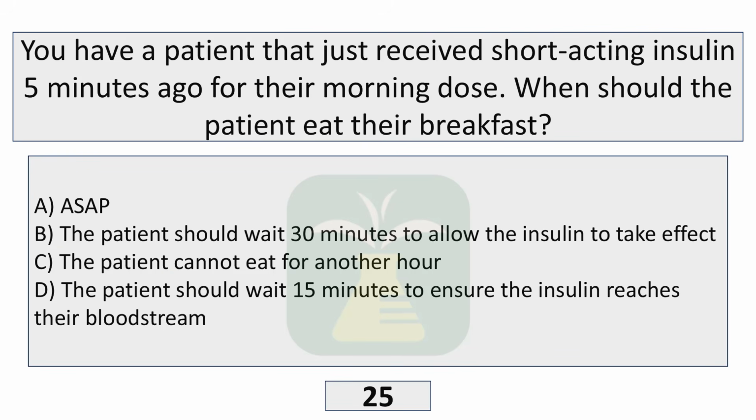You have a patient that just received short-acting insulin 5 minutes ago for their morning dose. When should the patient eat their breakfast? A. ASAP. B. The patient should wait 30 minutes to allow the insulin to take effect. C. The patient cannot eat for another hour. D. The patient should wait 15 minutes to ensure the insulin reaches their bloodstream.